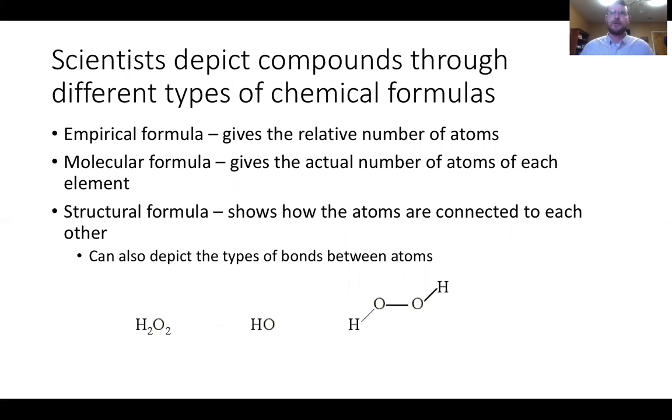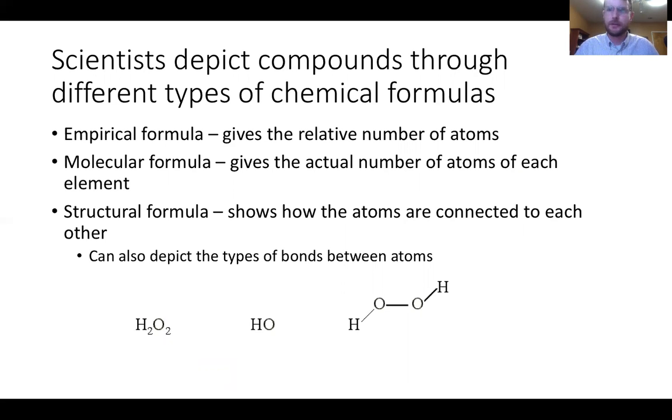The first one is the empirical formula. The empirical formula just gives us the relative number of atoms. So in this example, we're looking at hydrogen peroxide, H2O2. The one in the middle, where it just says H and O, is the empirical formula. We will learn how to calculate empirical formulas in this chapter, using what's known as a combustion analysis, to just find out the basic numbers of these elements in this compound.